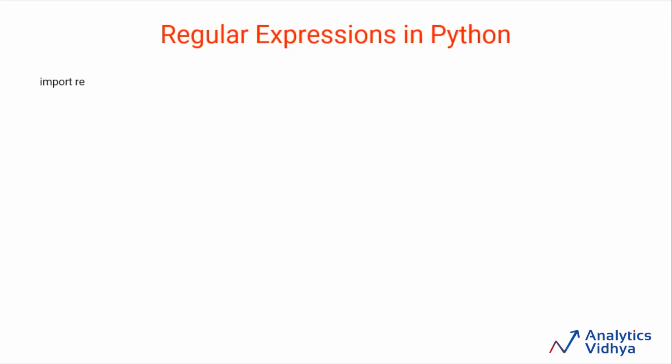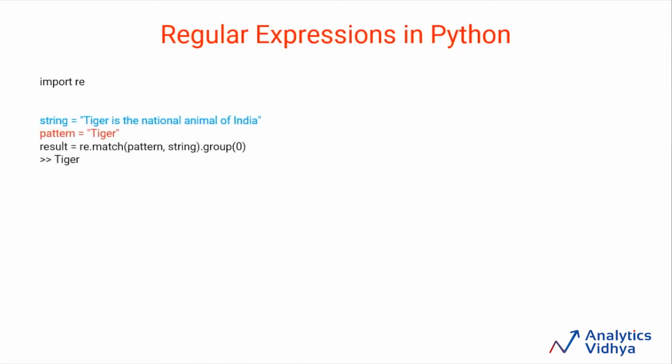Consider an example in which we have a string, "Tiger is the national animal of India", and the pattern "tiger". The task is to find this pattern in the string. We can use the re.match function and check if it is present in the text or not. It will check if tiger is present at the starting of the string.